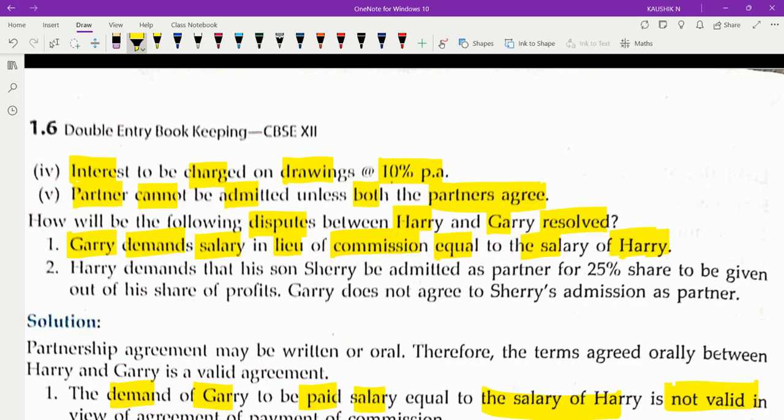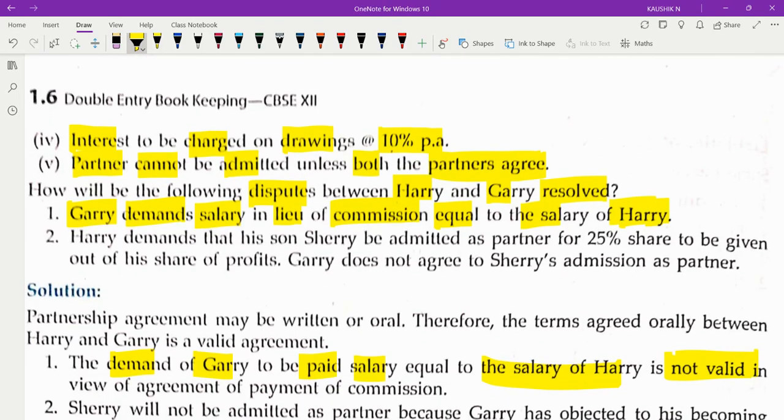Okay, you'll say it is not valid or it is not allowed. Are you able to understand?